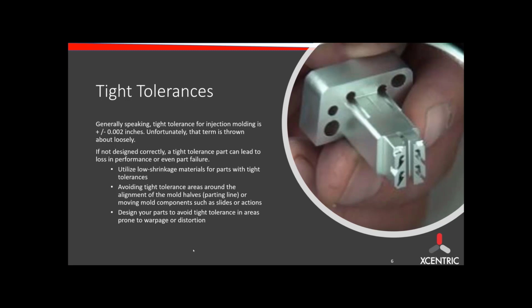next to material choice. So generally speaking, a tight tolerance for injection molding is plus or minus 0.002 inches, roughly.